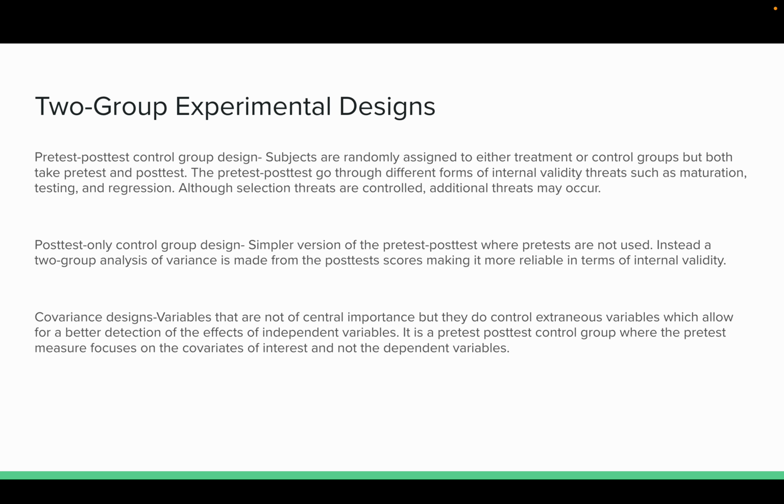Two-group experimental designs. Pretest, post-test, control group design. Subjects are randomly assigned to either treatment or control groups, and both take the pretest and post-test. The pretest, post-test design goes through different forms of internal validity threats such as maturation, testing, and regression. Although selection threats are controlled, additional threats may occur.